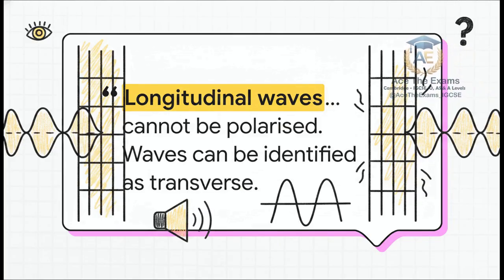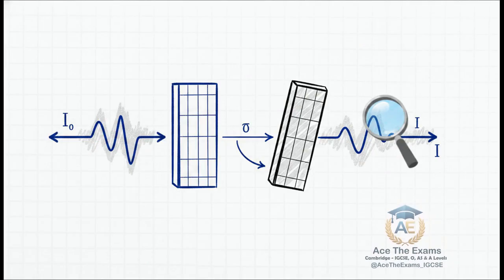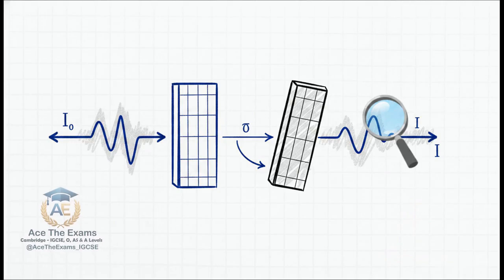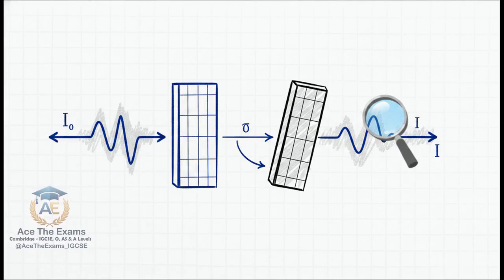No exceptions. But what happens if that second filter isn't at a perfect 90-degree angle? What if it's just slightly tilted? Well, that's where Malus's law comes to the rescue. It mathematically states that the final transmitted intensity, I, equals the original incident intensity, I0, multiplied by the cosine squared of theta. And what's theta? It's simply the angle between the light's original plane of polarization and the new filter's transmission axis.